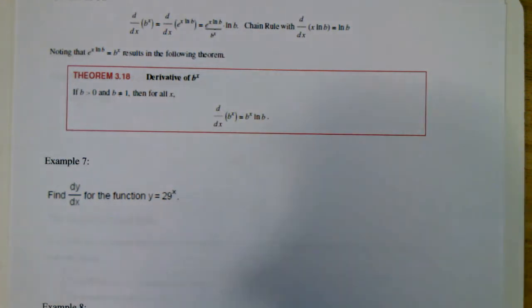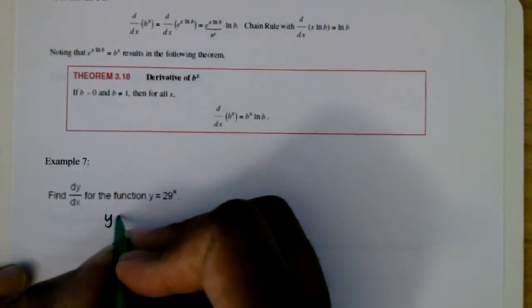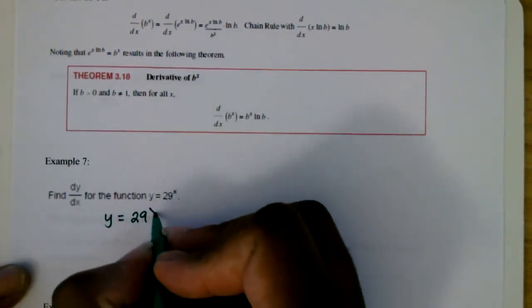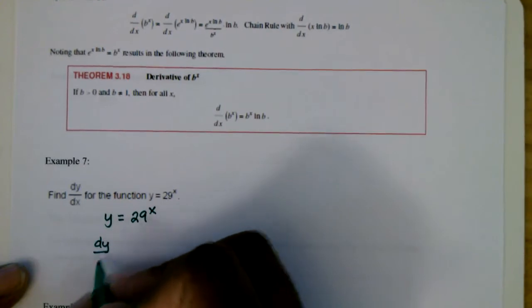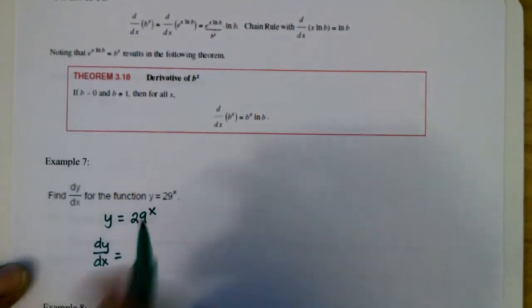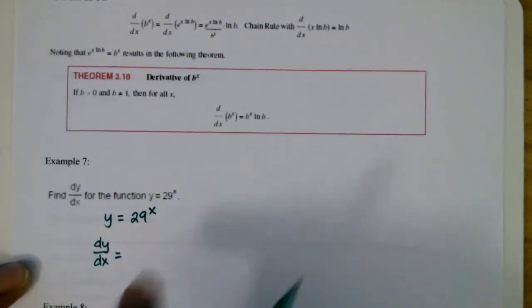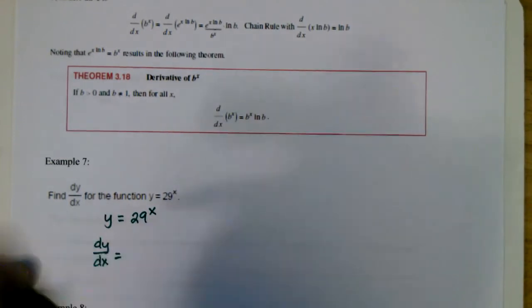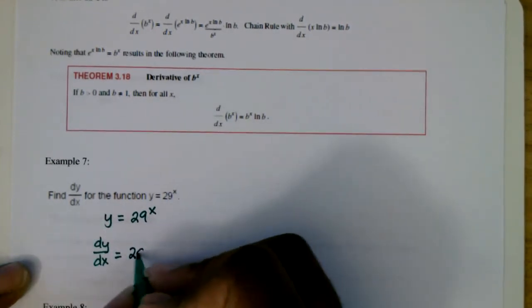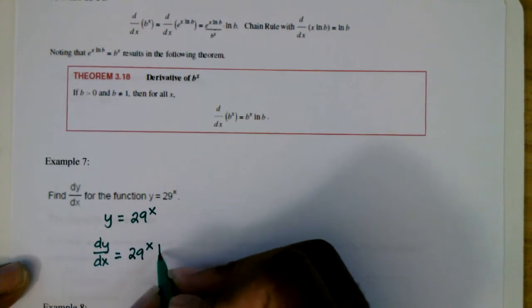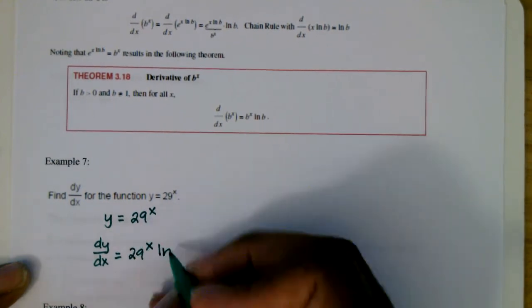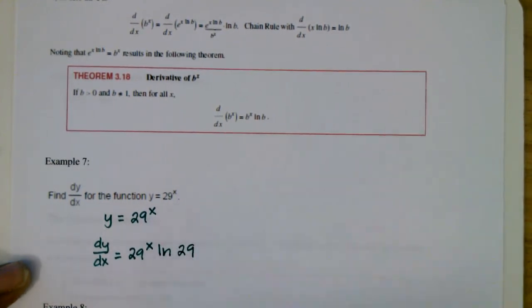All right, so if y is equal to 29 to the x, dy dx is going to be this. Here we take that 29 to the x, copy that down, and that's going to be multiplied by the natural log of that base, which is 29. And that's all there is to it. So dy dx is equal to 29 raised to the x times the natural log of 29.